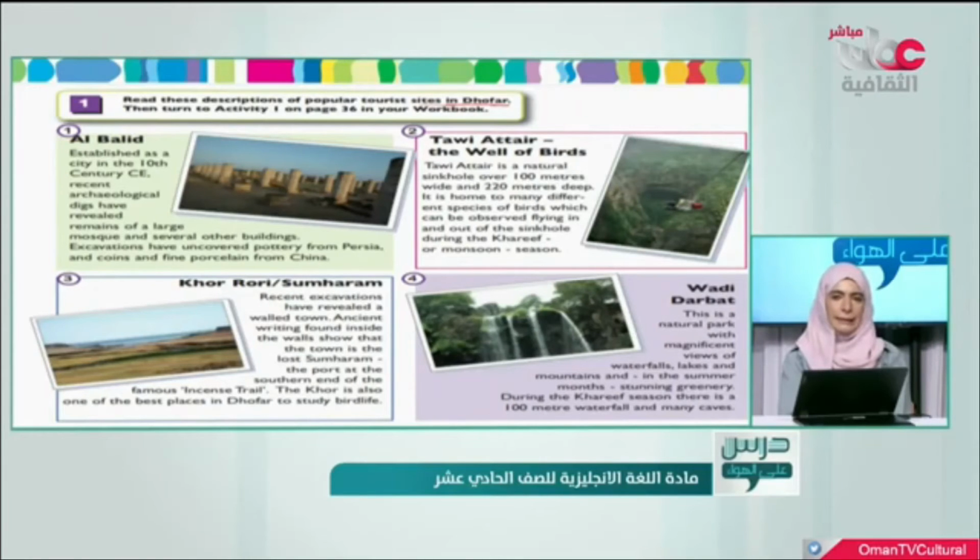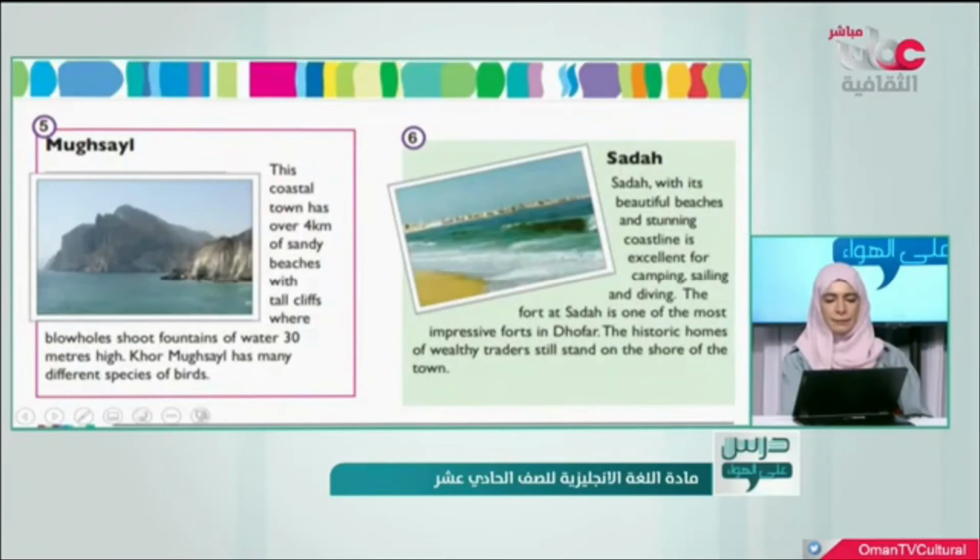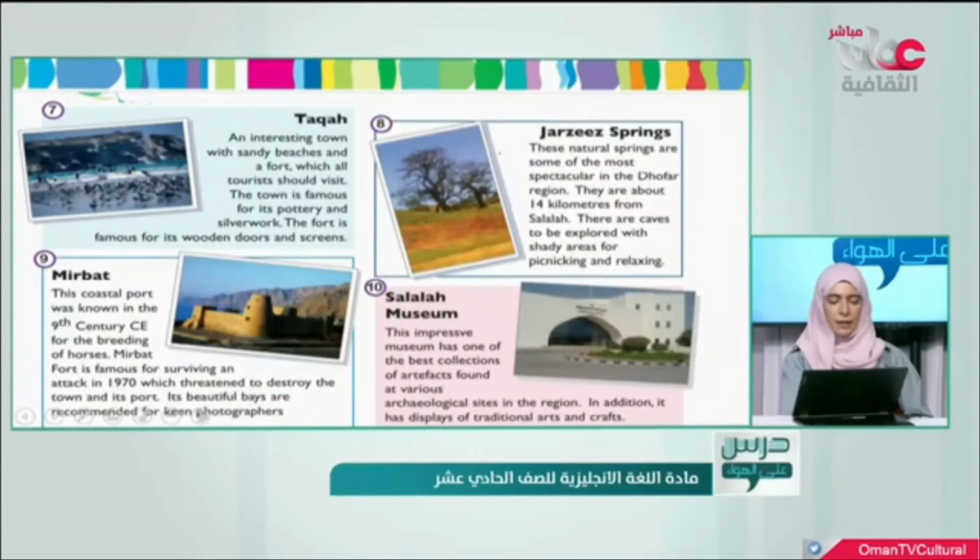Here we got 10 locations, 10 touristic locations or sites: البليد, ثوي عطير, خروري, سمهرم, and Wadi Darbat. We have here Marseille, Sadah. We have Taqa, Jersey Springs, Salala Museum, and Mirbat. Of course, if you want to have more details about the information which are included in the postcard, you may read it in details using your course book.